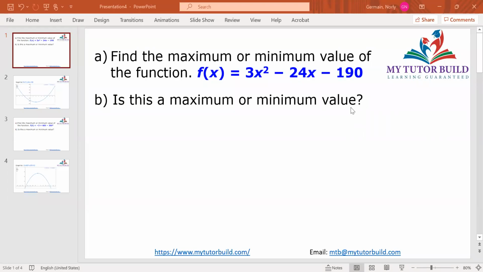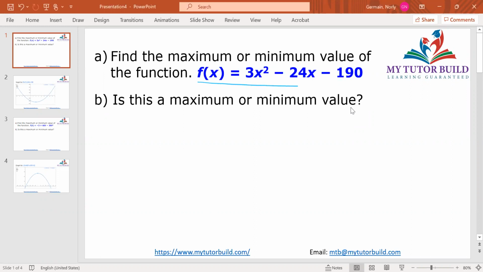Hello everyone. In this video, you're going to find the maximum or minimum value of the function f of x equals 3x squared minus 24x minus 190. So first of all, to find the maximum or the minimum, we need to graph that function.